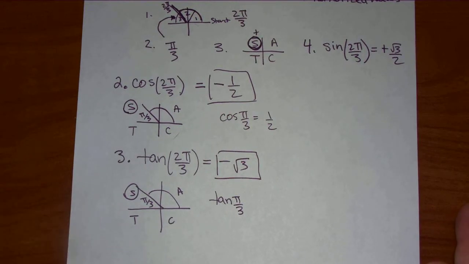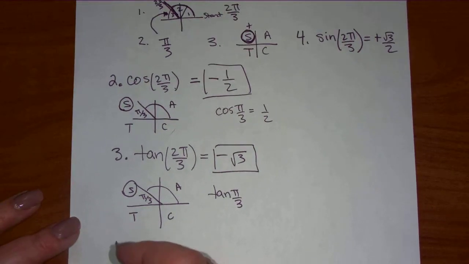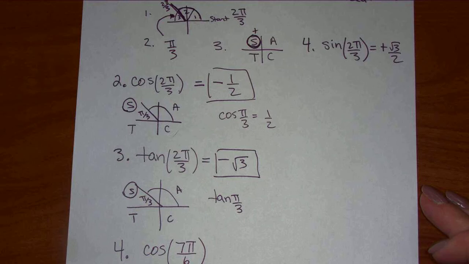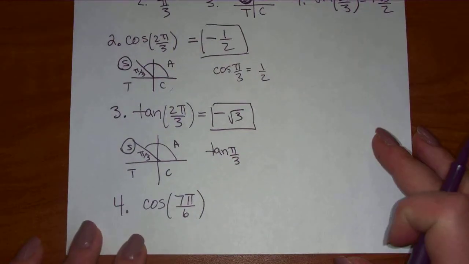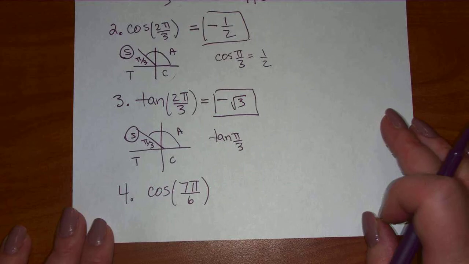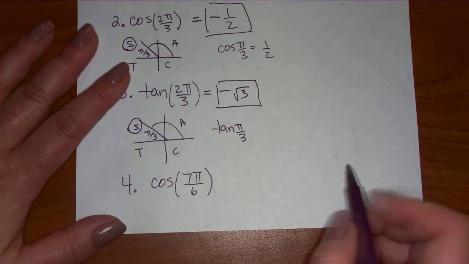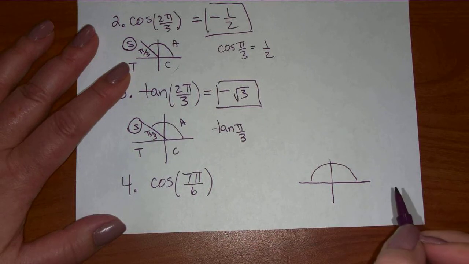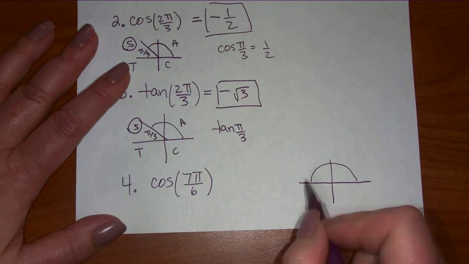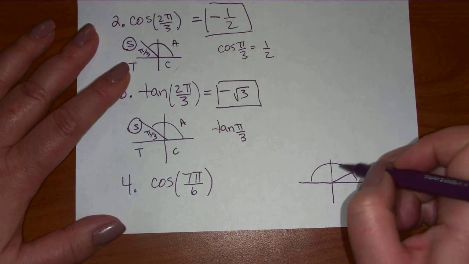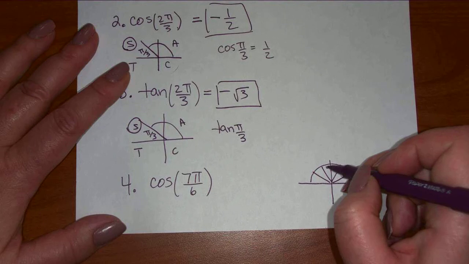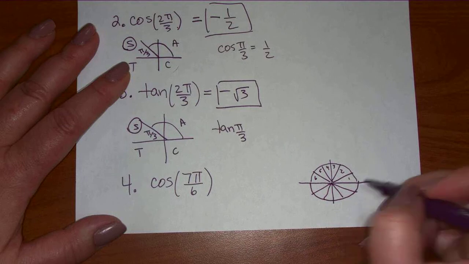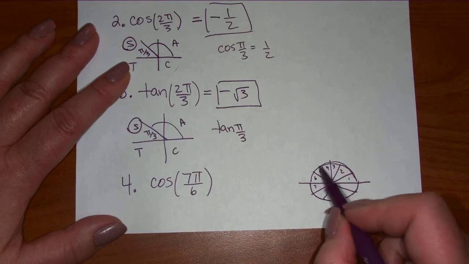4 says cos of 7 pi over 6. So we have to draw a new angle for this one. 7 pi over 6. So draw your pi. Is it more than 1 pi? It is, because how many pieces will the first pi have? Cut into 6 pieces. 1, 2, 3, 4, 5, 6. We need one more piece, so we have to go down here. 7. So 1, 2, 3, 4, 5, 6, 7 right here. So 7 pi over 6.